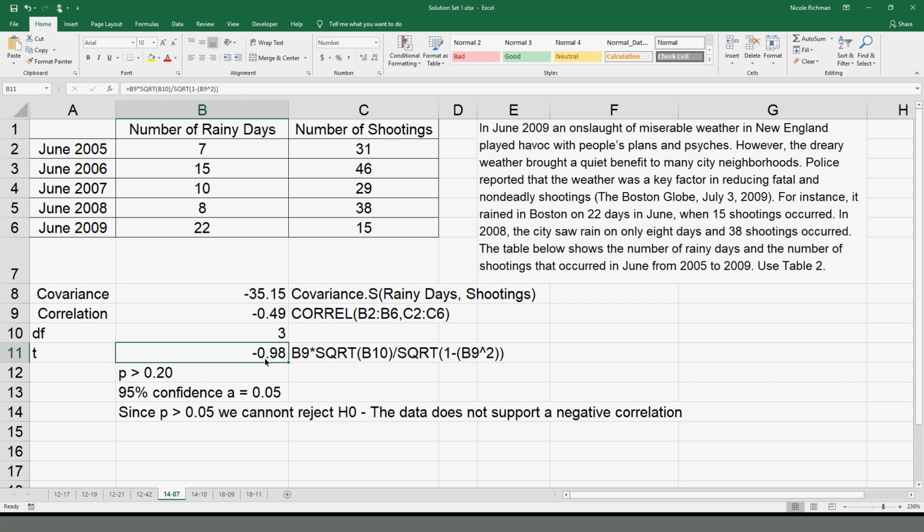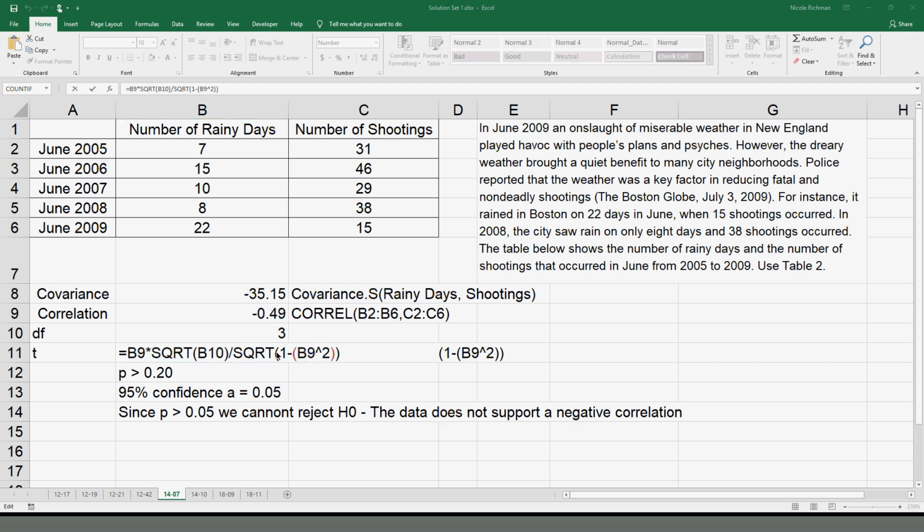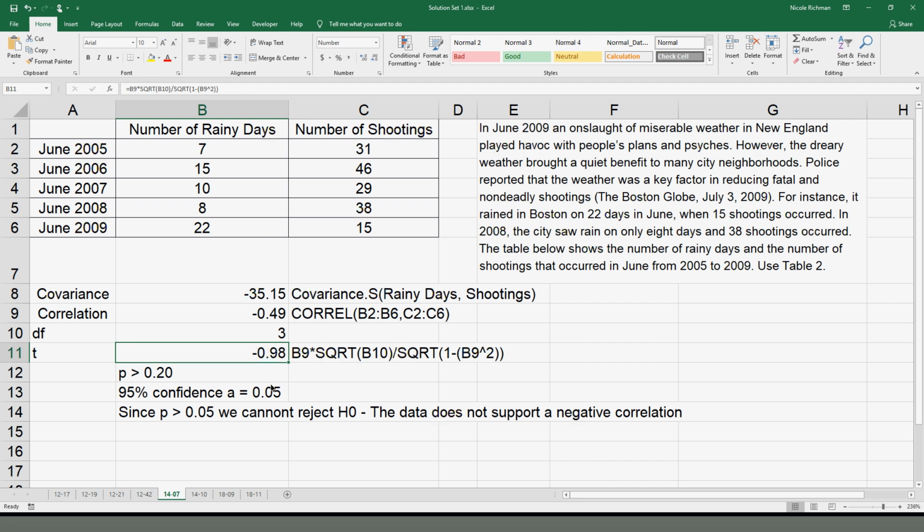And then we use our test statistic formula, and I included the formula here. We can do square roots in Excel using SQRT. When we identify our t-statistic, we can then look at our chart to determine whether or not our p-value is going to be greater than 0.05. If it is greater than 0.05, we cannot reject the null hypothesis, meaning that the data does not support a correlation. So let's take a look at our chart.